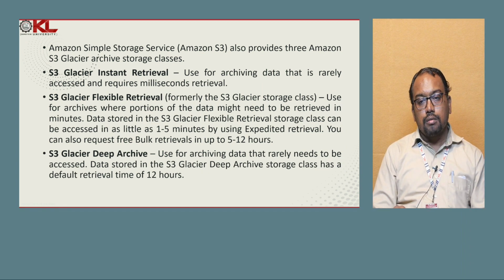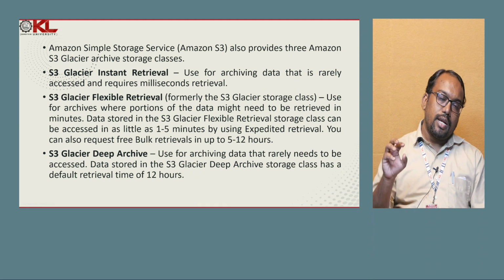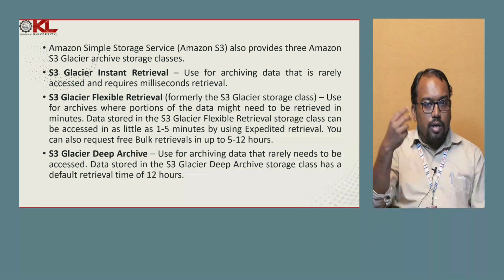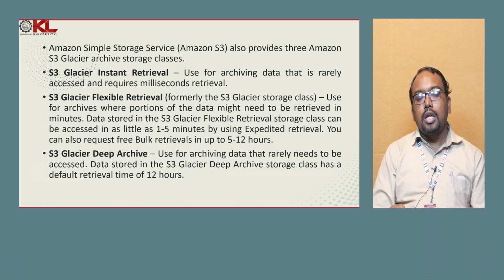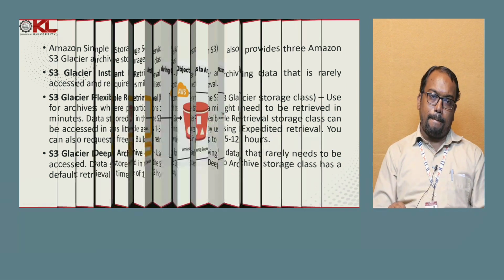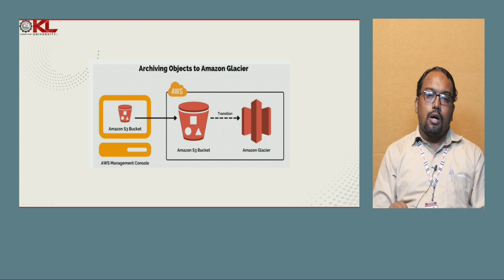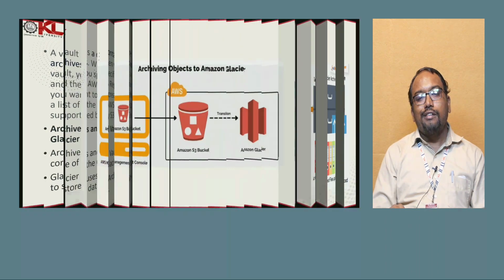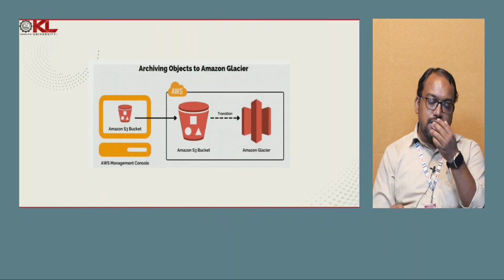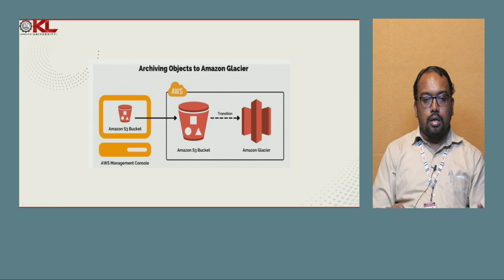S3-GLACIER deep archive is for data that is rarely accessed. The deep archive storage class has a default retrieval time of 12 hours. So whenever you want to retrieve the data, by default it will take 12 hours. Archiving objects on S3-GLACIER: all the data will be stored in the form of buckets in the different types of glaciers: instant, flexible, and deep archive.